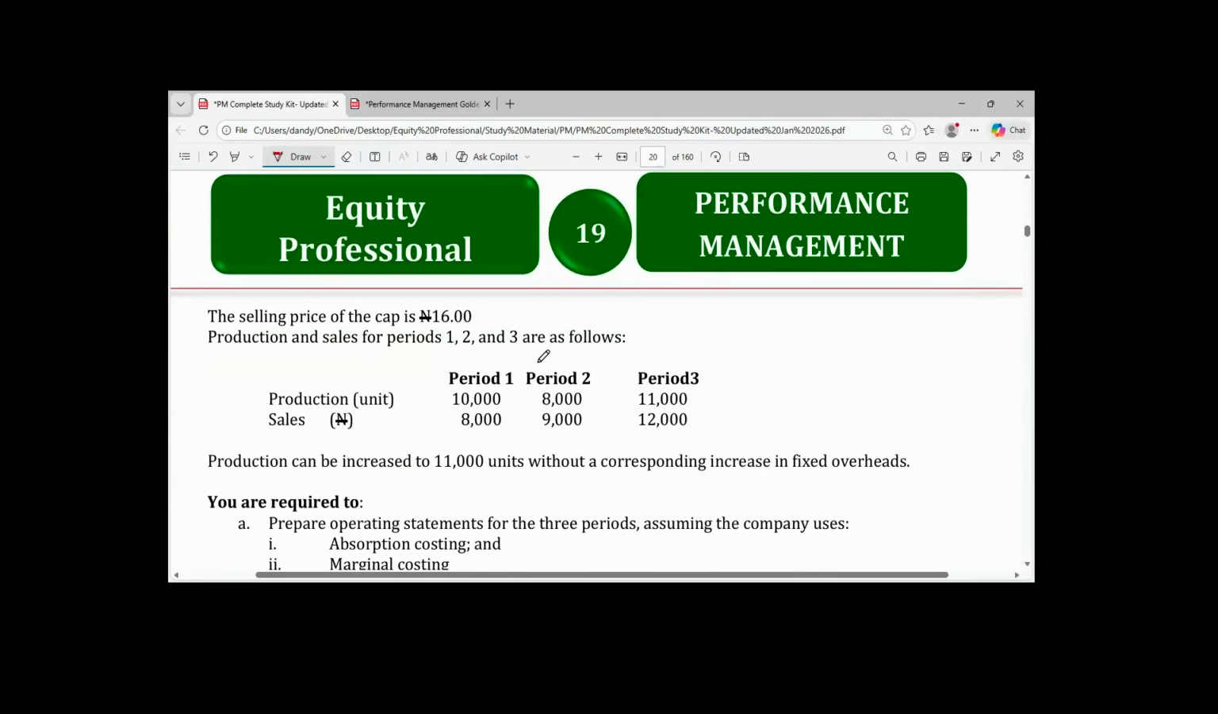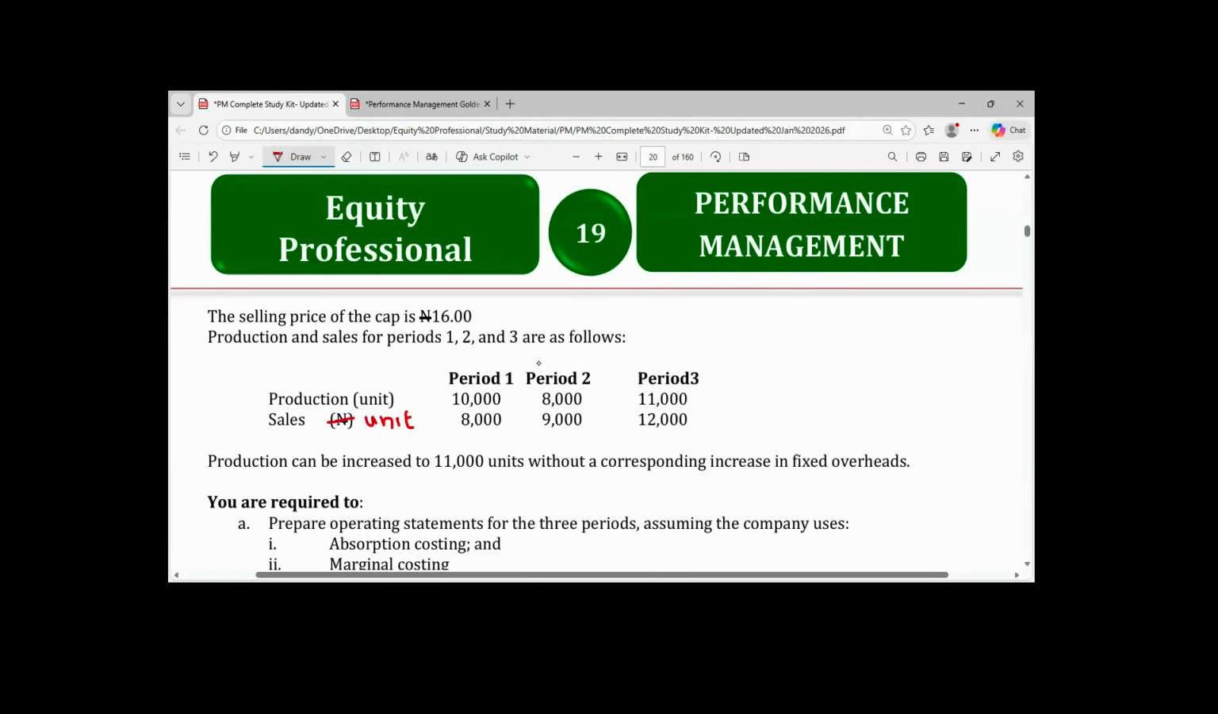The selling price of the cap is 16 naira. The production and sales for period 1, 2, and 3 are as follows. So we are given the units produced for period 1, 2, and 3. The sales units, please ignore this. This is not sales value. This one should be in units. It's an error. The sales units were also given for period 1, 2, and 3.